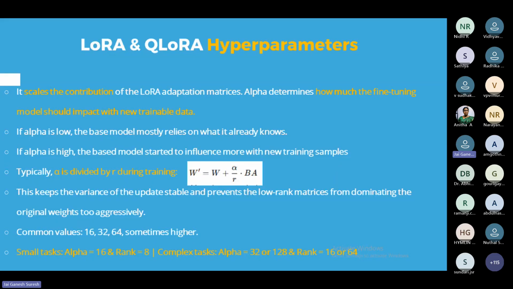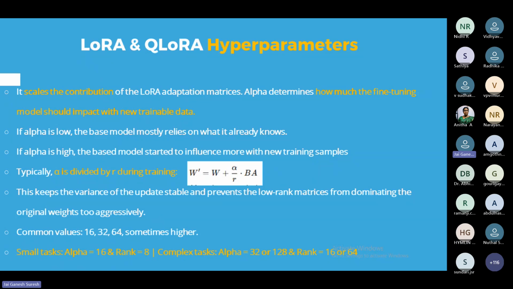You mentioned, right, if you choose a low alpha value, the base model mostly relies on what it already knows. If you choose a very low alpha value, even if you fine tune a model, it sticks only with the knowledge it already has. But if you choose a high alpha value, the fine-tuning starts to influence the model more through the new training samples. Your base model starts to understand the information it was trained on, and then your new data and traits start to influence on top of it. This is what your alpha value determines.